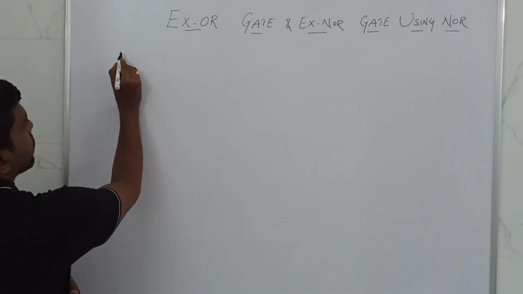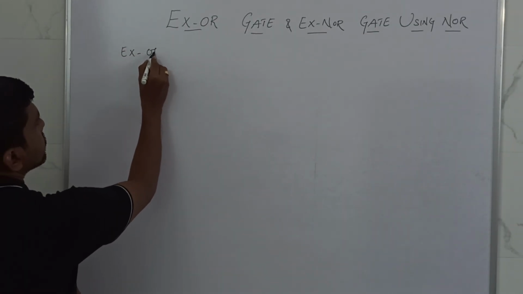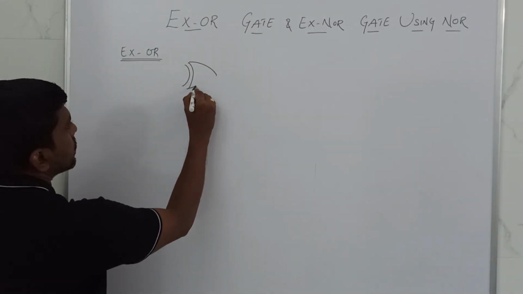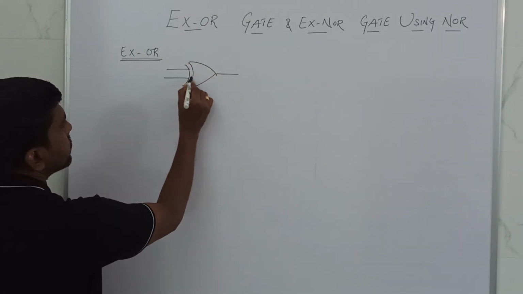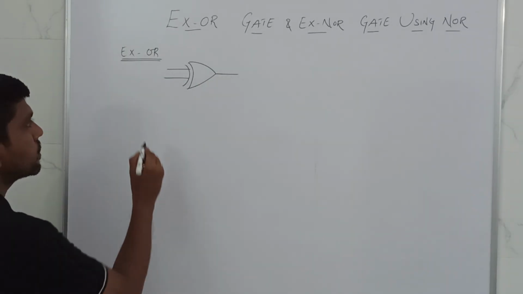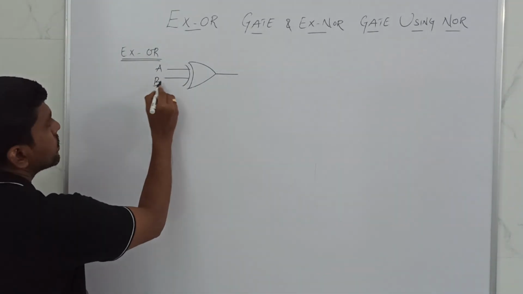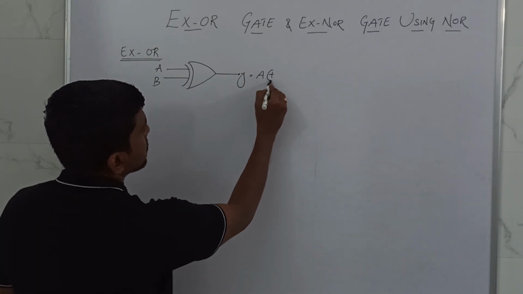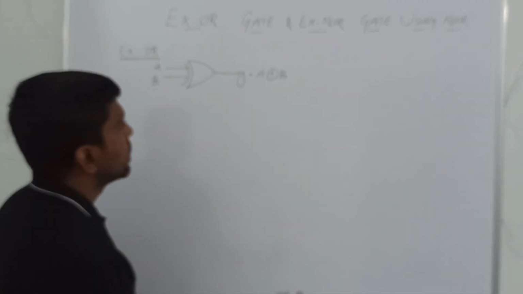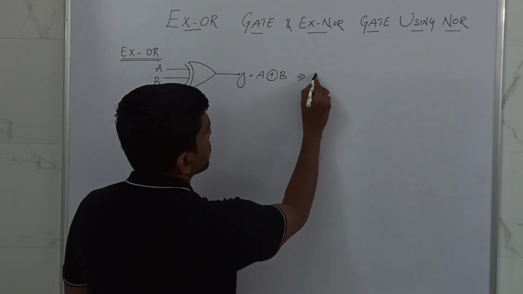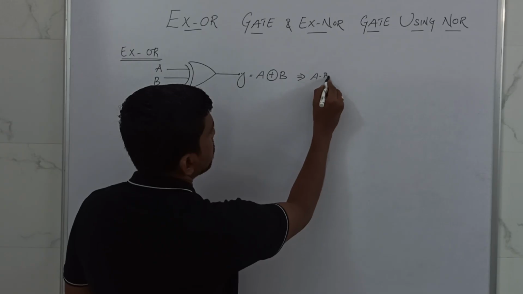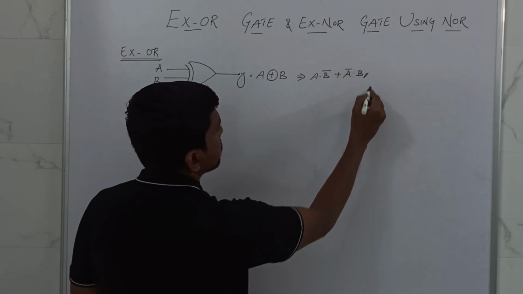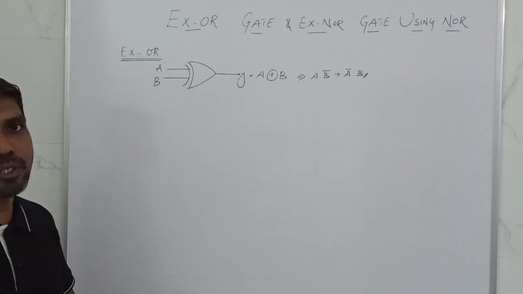So let me draw the symbol of EXOR gate. So it's an EXOR gate symbol. It has two inputs A and B. Y is the output. Its Boolean expression is A XOR B. So this is the elaborate expression of EXOR gate: A dot B bar plus A bar dot B. So it's the EXOR gate Boolean expression.